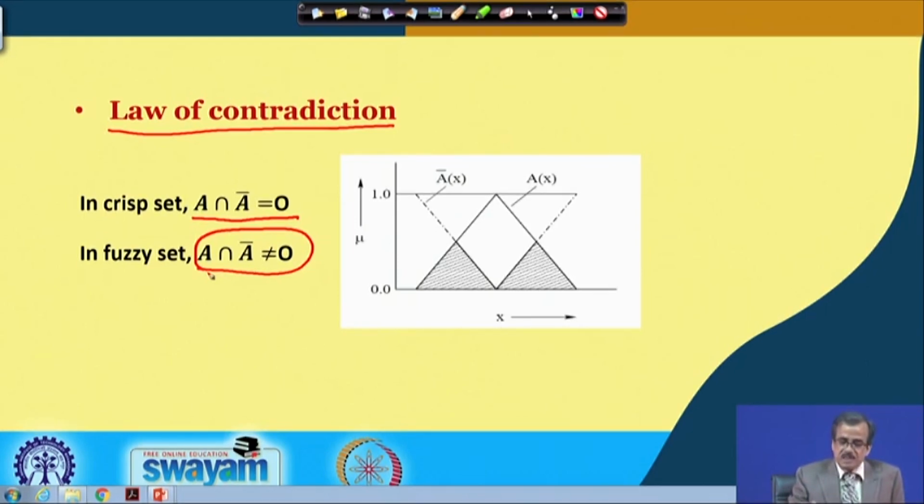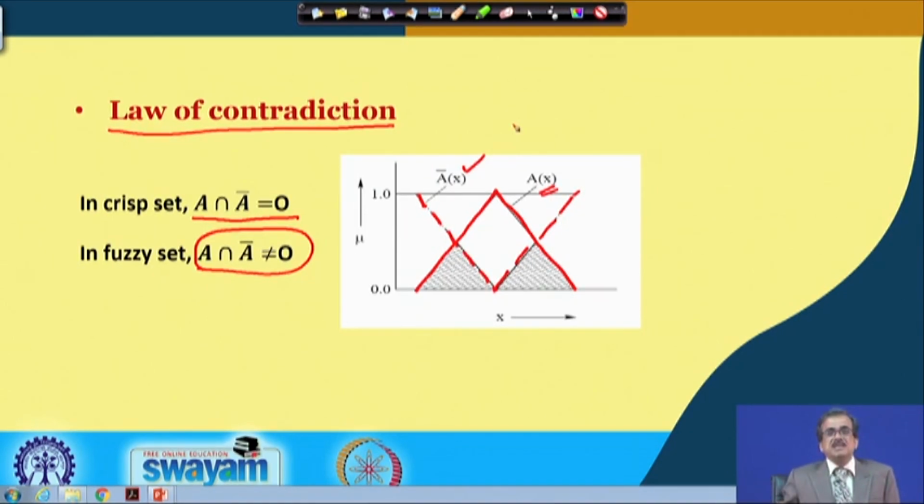Now, let us try to explain here. Supposing that this is the membership function distribution of a fuzzy set A(x), and this dotted line is its complement. So, this is A bar(x). Now, I try to find out their intersection. So, we will start from here.